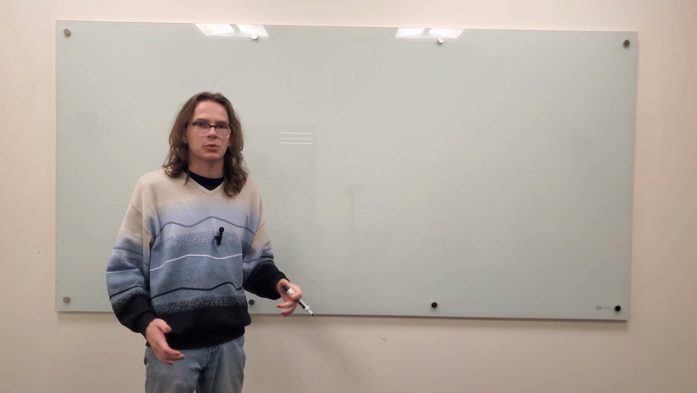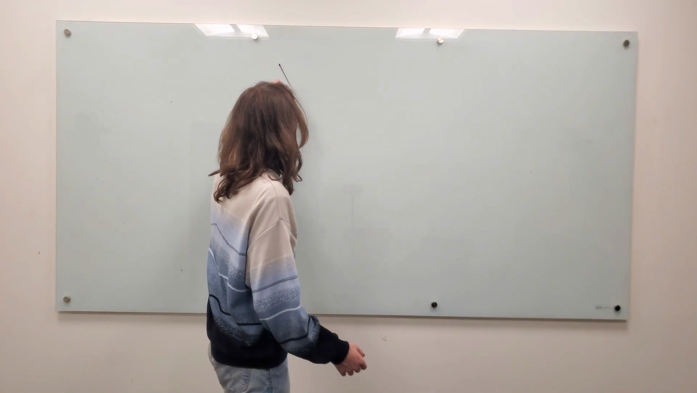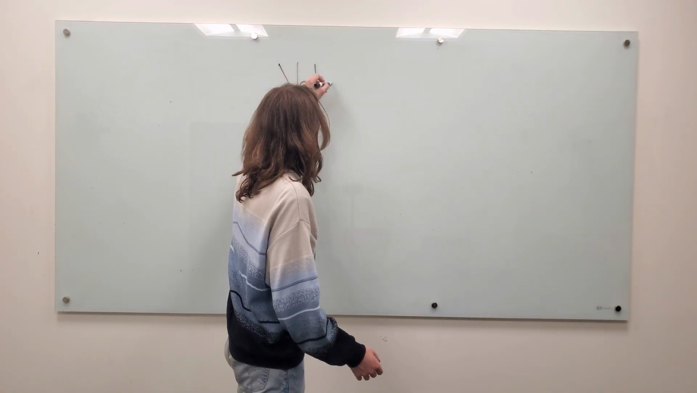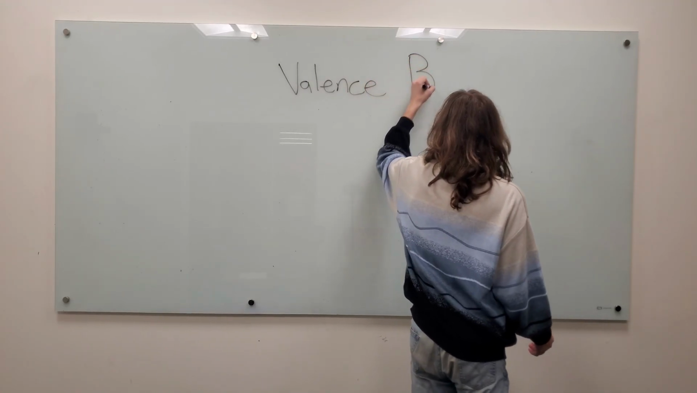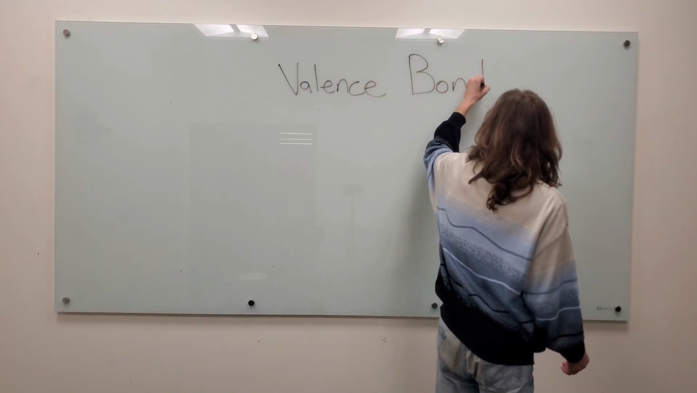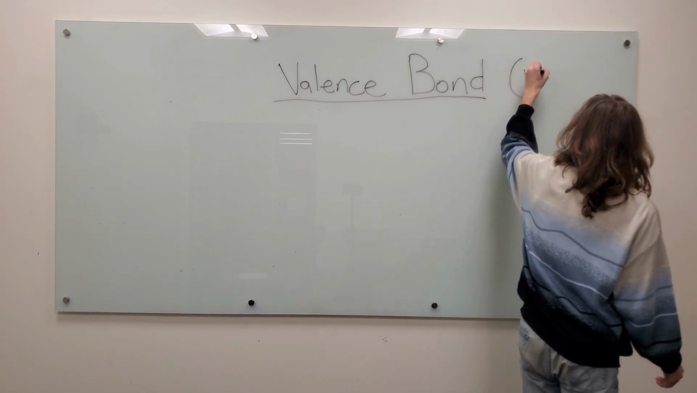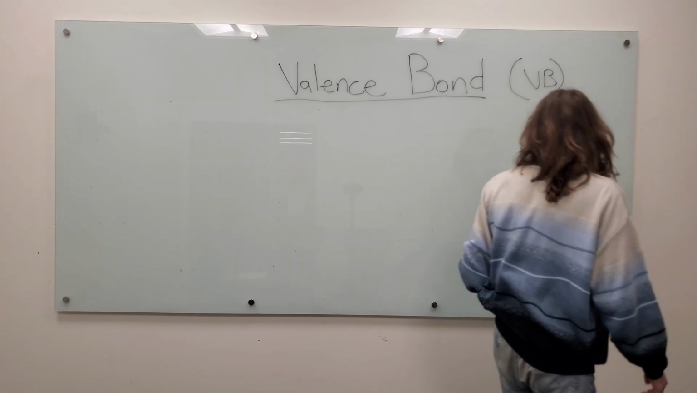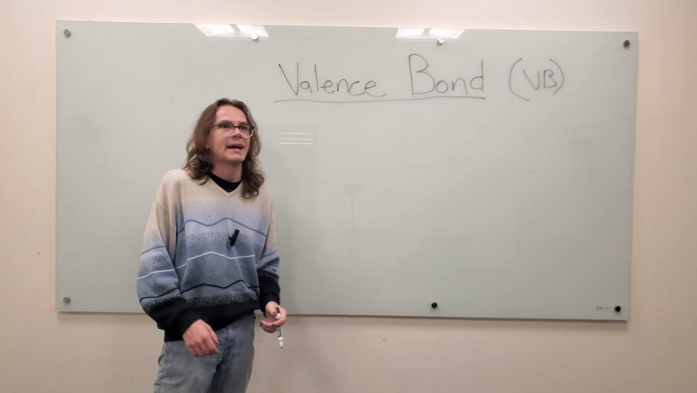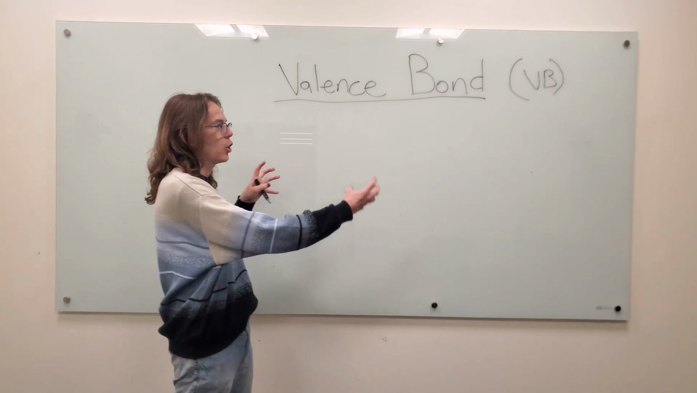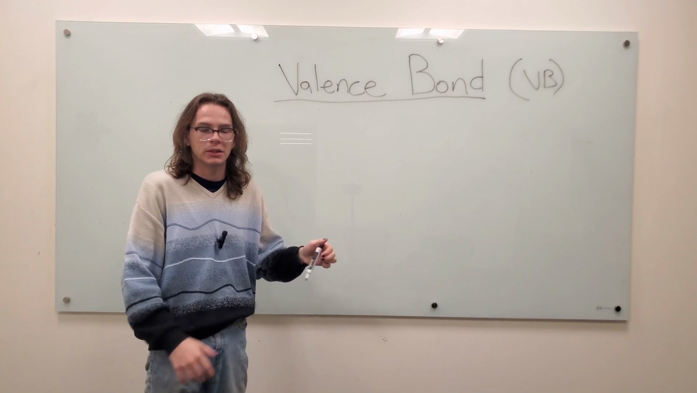So one way we can describe that is with valence bond theory. I'll go ahead and write it up here. You may also see that valence bond theory is referred to as VB, such as in textbooks or homework problems. So valence bond theory, or I'll write it over here, VB. Now, what valence bond theory says is that simply overlapping orbitals will combine to form bonds, okay?